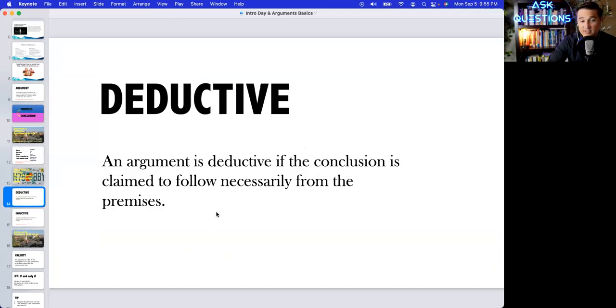And here are some technical definitions. Technically, an argument is deductive if the conclusion is claimed to follow necessarily from the premises. So that's that absolute guarantee, 100% support. Now, there are bad deductive arguments. So that's why we have this claim to follow part.